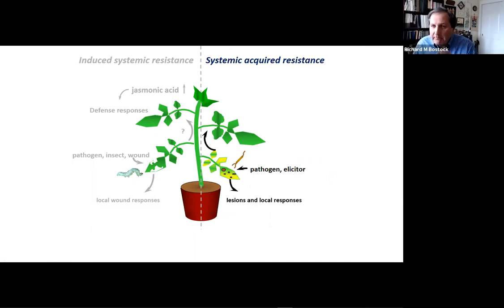We know a little bit more about this in the case of systemic acquired resistance, what some of those signals are. And I won't get into those. But what we do know is that this causes an increase throughout the plant of salicylic acid, which is another very important phytohormone. And the salicylic acid then orchestrates a whole series of defense responses in those leaves.